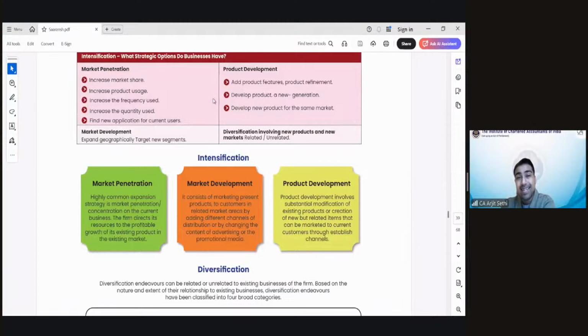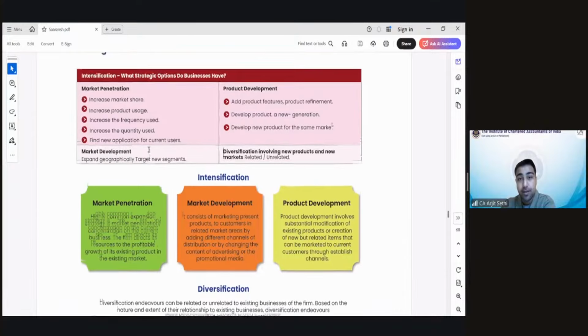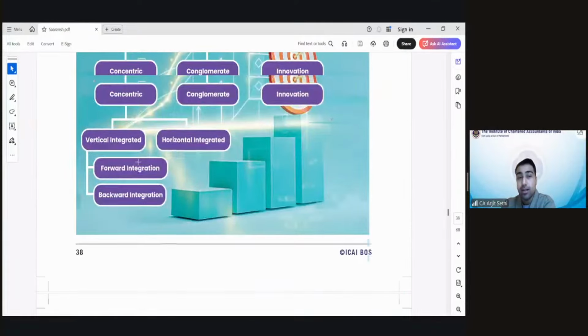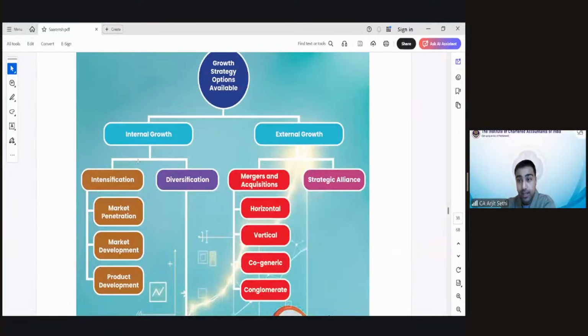All of you are saying this is market penetration. But market penetration is the same product in the same market. But I said the market is different.